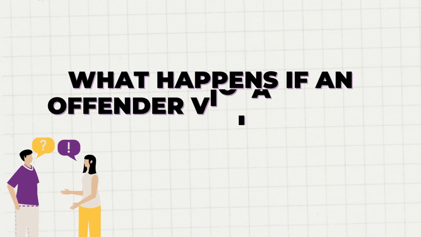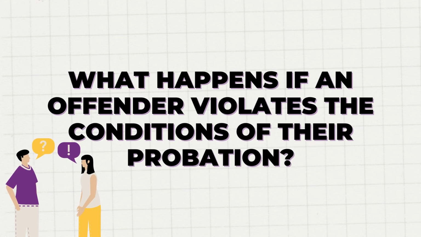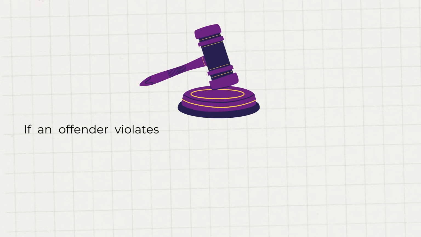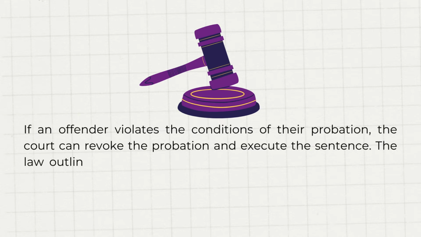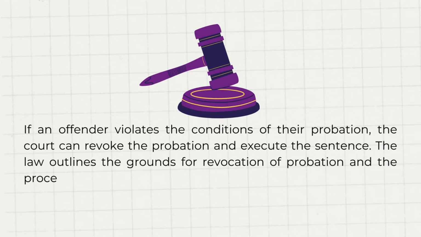What happens if an offender violates the conditions of their probation? If an offender violates the conditions of their probation, the court can revoke the probation and execute the sentence. The law outlines the grounds for revocation of probation and the procedure for its revocation.